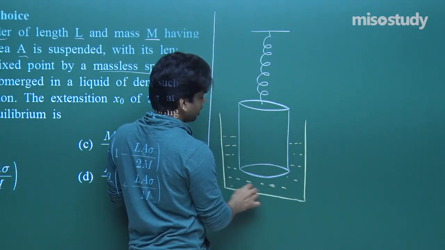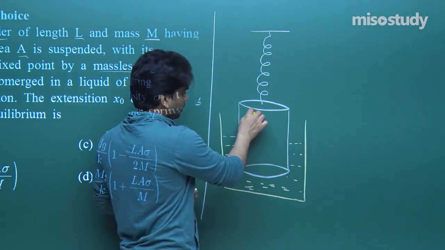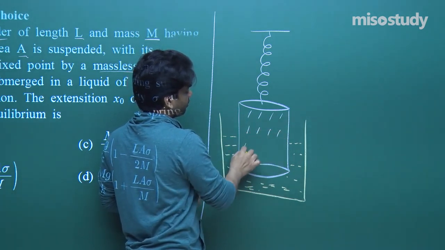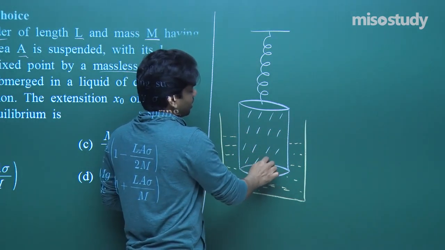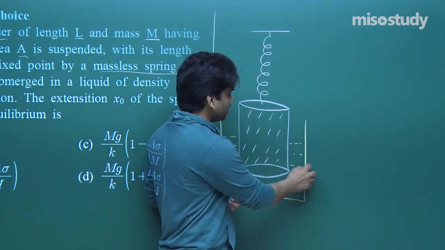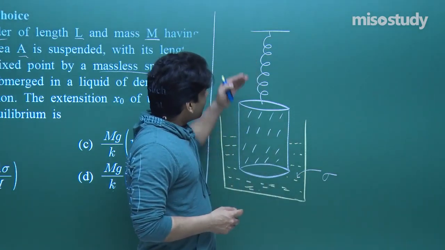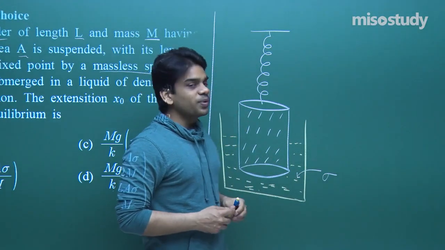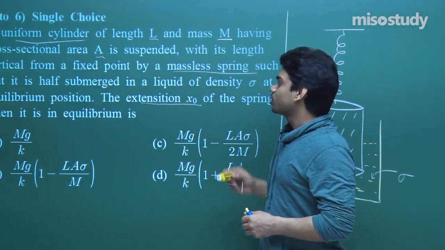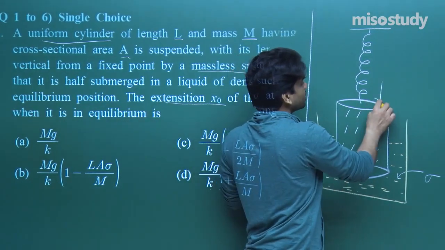So let me show you that it is half submerged. And now it's in equilibrium. This part is the entire cylinder, so let me show you the cylinder differently. Now see that the thing that has been provided to us is that the density of the liquid is sigma, and now we need to comment on the extension in this spring. You see this question, the extension x naught of the spring when it is in equilibrium; let's say the extension produced is x naught.